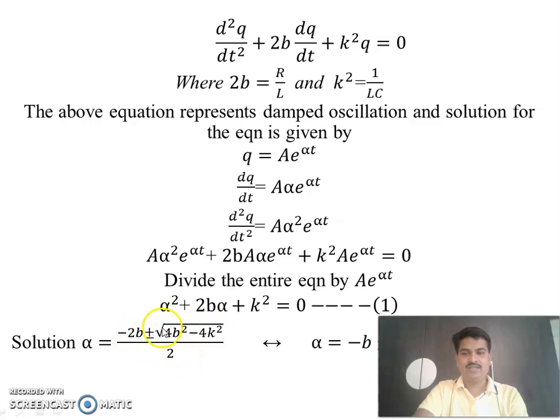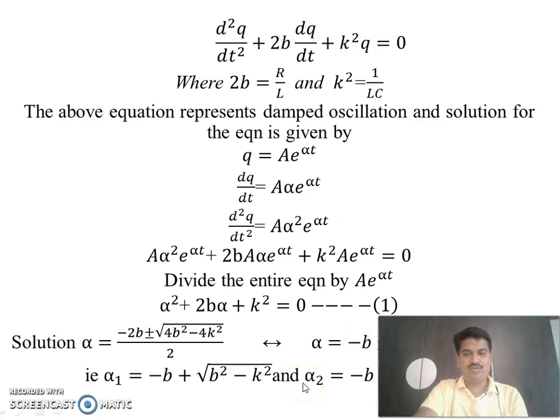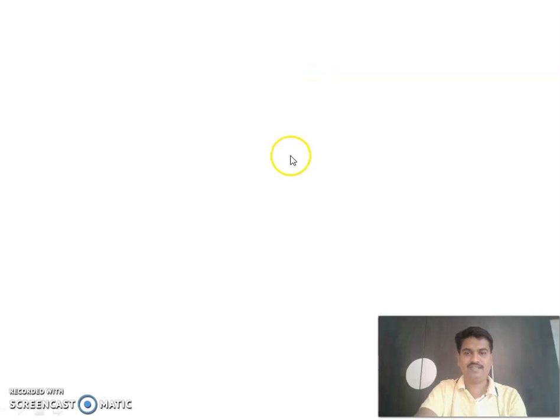Now I'll take 2 as a common factor in the numerator and divide this with the denominator 2. I'll get alpha as minus b plus or minus root of b square minus k square. Now instead of getting one solution, I'm getting two solutions here. I'm getting two alphas, alpha 1 and alpha 2. Now my solution of this differential equation will not be as simple as that.